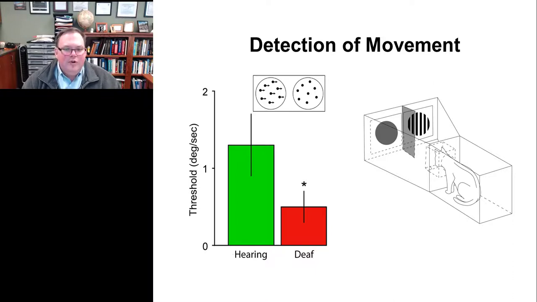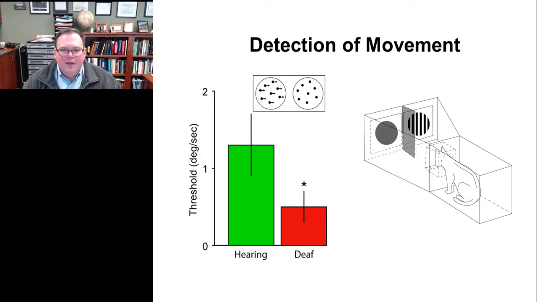And this was done through a staircase procedure where basically as they did better and better, the dots would move slower and slower until we could determine what their threshold, or best performance, was. In this case, we found that best performance for the hearing animals was around 1.3 to 1.4 degrees a second. But the deaf cats actually had much lower thresholds, down around 0.5 degrees a second.